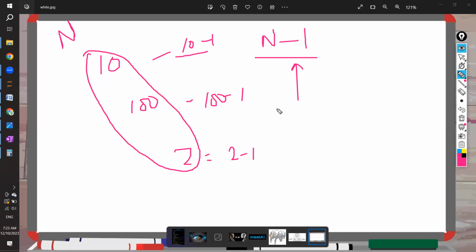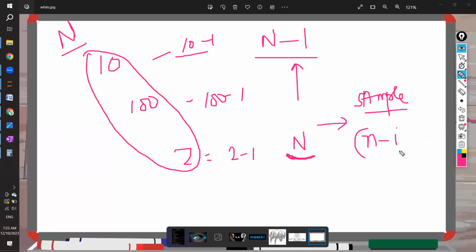Agree? So this is where they're trying to correlate between the population and sample. If the actual population has n values, n variables, then the sample which you are taking from the population should be considered as n minus 1.